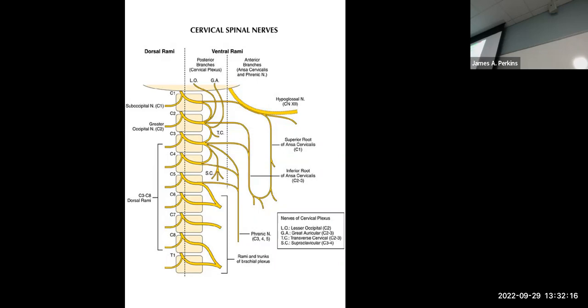Now, everything to the right of that first dotted line are the ventral rami. But then there's another vertical dotted line and another separation. The structures in the very center of the diagram between the 2 dotted lines represent what we call the posterior branches of the ventral rami. So it's all ventral rami, but the ventral rami split into posterior and anterior branches.